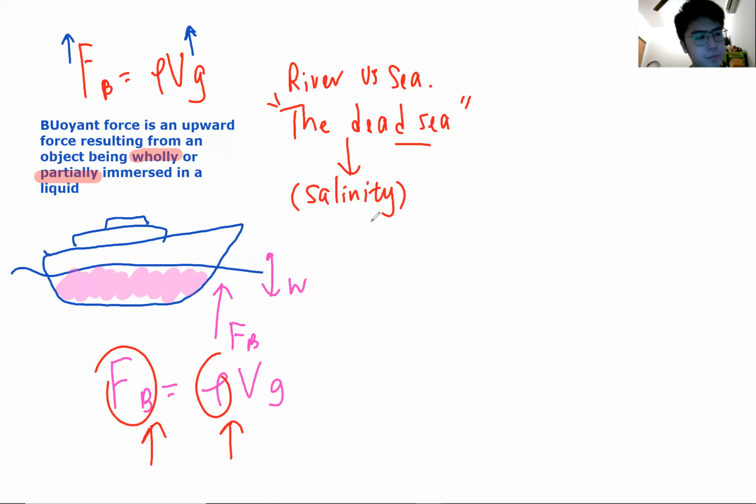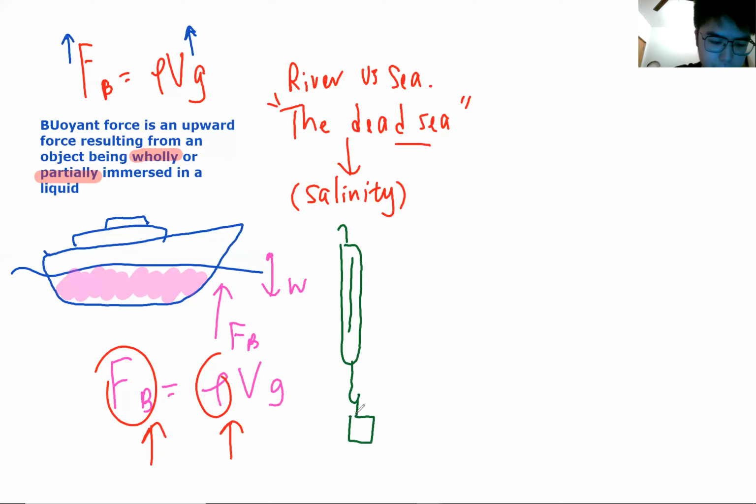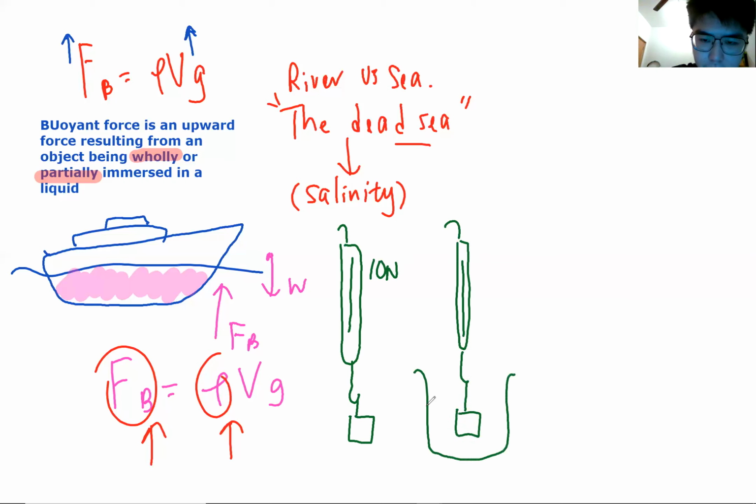Okay, let's continue. Now, take back the previous example. This one, right? My spring balance hanging my object, and it reads 10 Newton, let's say. Now, if I put it in water, the reading decreases, say to 6 Newton. And the buoyant force acting, if I draw it out here, FB is 4 Newton.